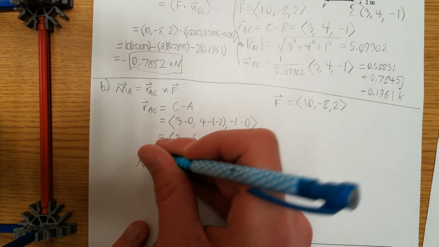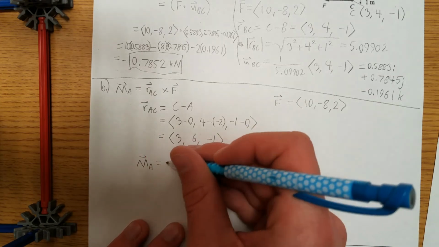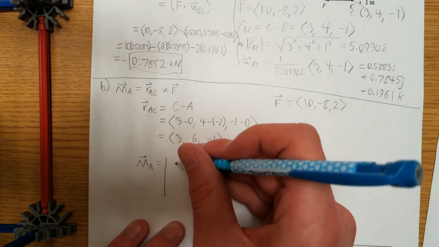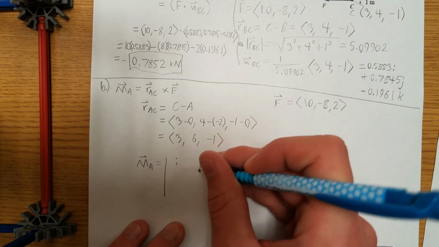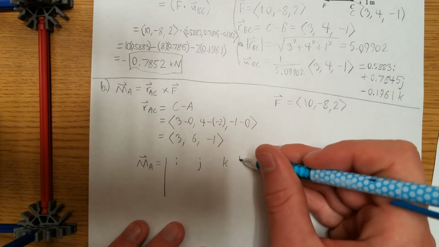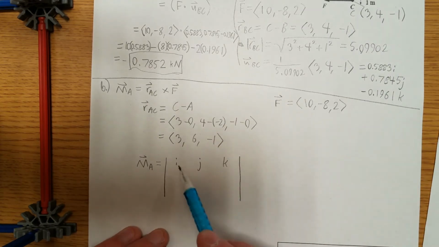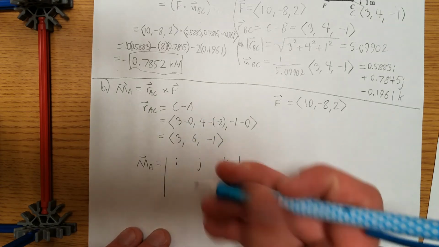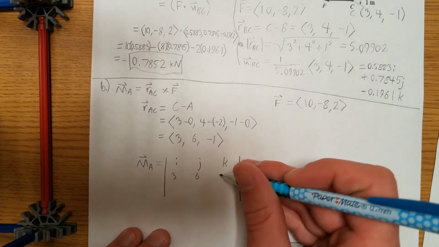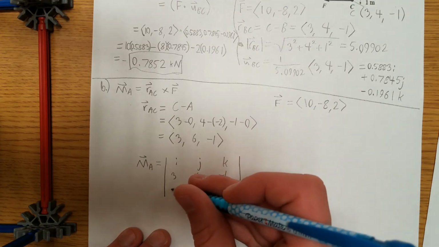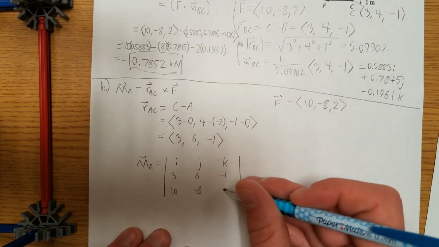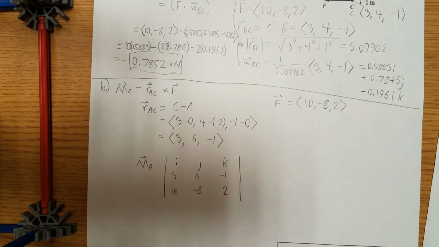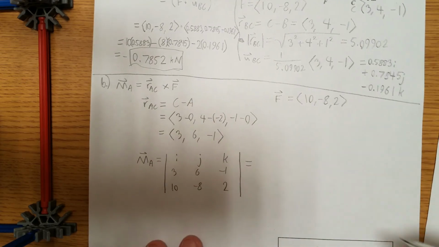And so we've got MA is going to be equal to, here we have our matrix. So we have our i, j, k in here, and then our position vector is going to be 3, 6, -1, and then down here we've got 10, -8, and 2. And so let's calculate our cross product.